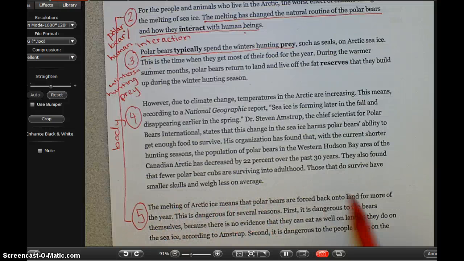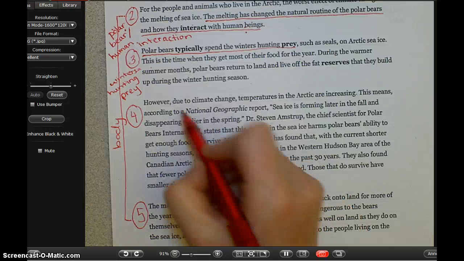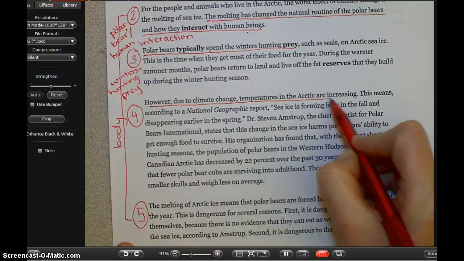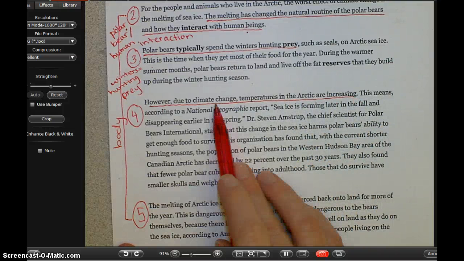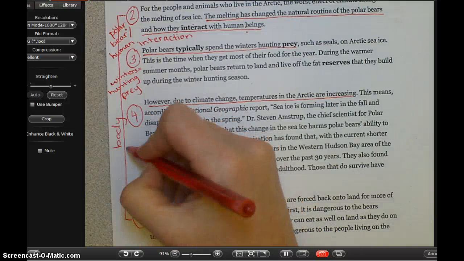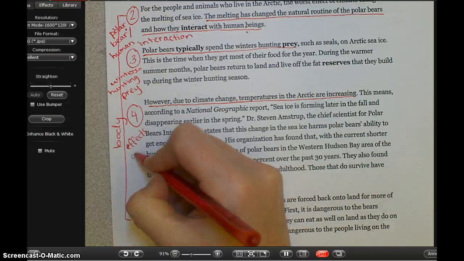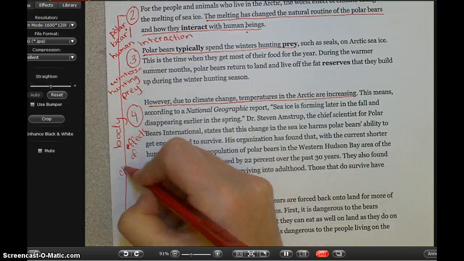So my topic sentence that I want to underline is, however, due to climate change, temperatures in the Arctic are increasing. Now, this kind of sets us up to tell us all of the effects of climate change.